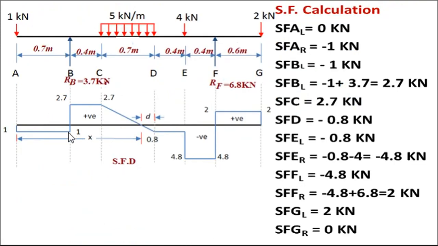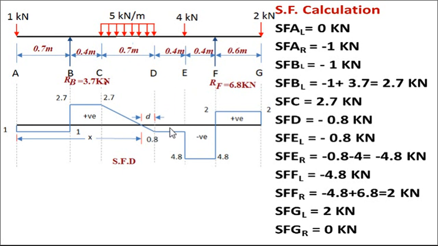Again, at this point B, there is an upward reaction of 3.7 kilonewton. So minus 1 plus 3.7, the value is 2.7. So it is plus 2.7, above the horizontal line. Again between B to C there is no loading, horizontal line, and from C to D there is a UDL and the total load of UDL is 5 into 0.7. So 2.7 minus 5 into 0.7, the value is minus 0.8, which is below the horizontal line.